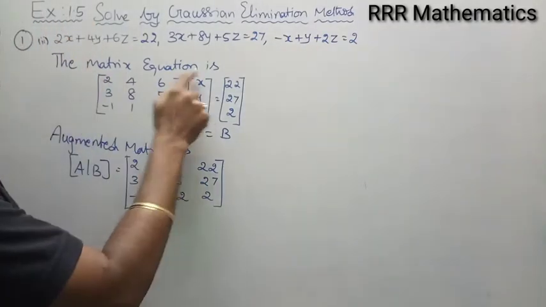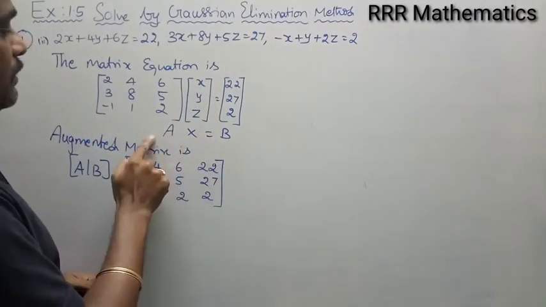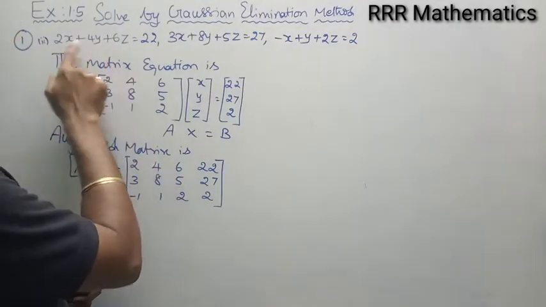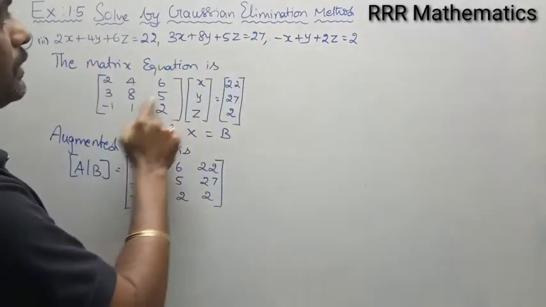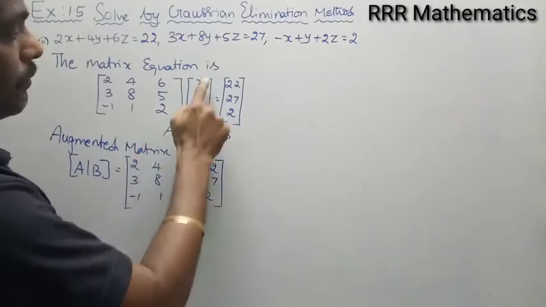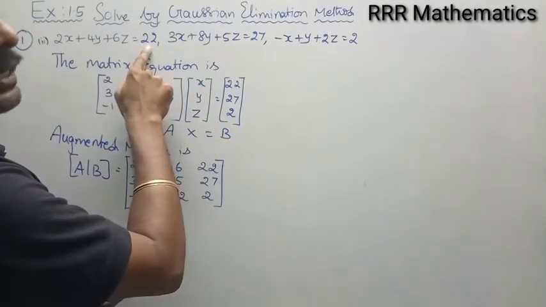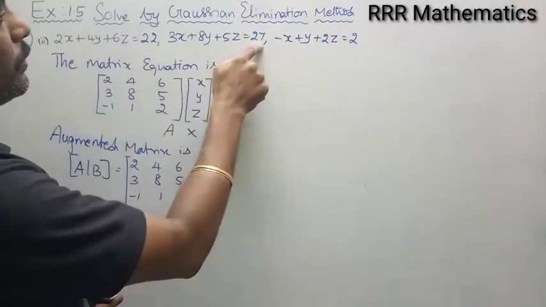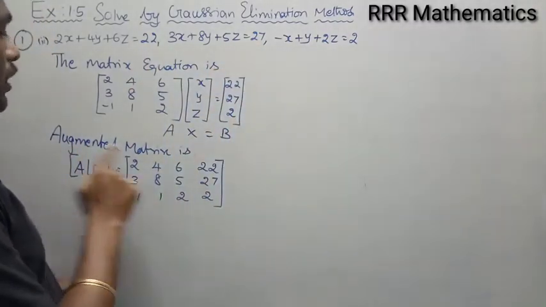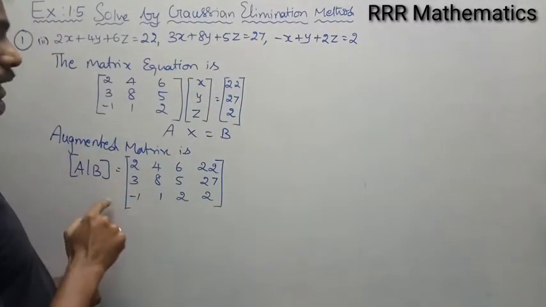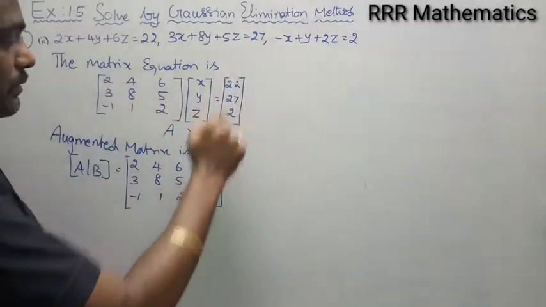Very first step, the matrix equation is Ax equal to B, where A is the coefficient of x, y, z: 2, 4, 6, 3, 8, 5, minus 1, 1, 2. The variable is x, y, z. B is the constant values that appear on the right hand side of the linear equation: 22, 27, 2. For the augmented matrix, write A and B together, A matrix with B.